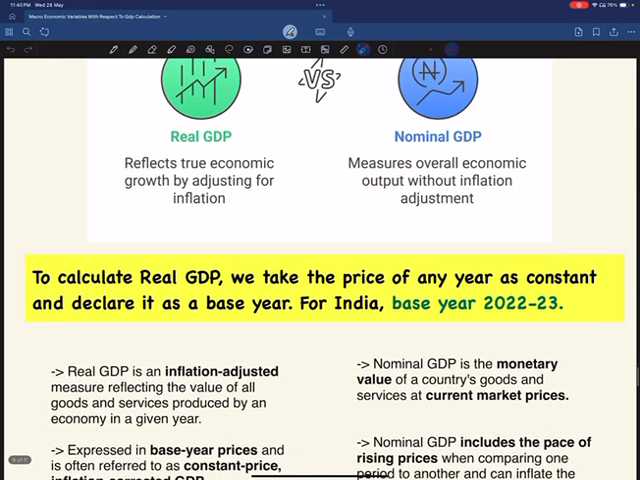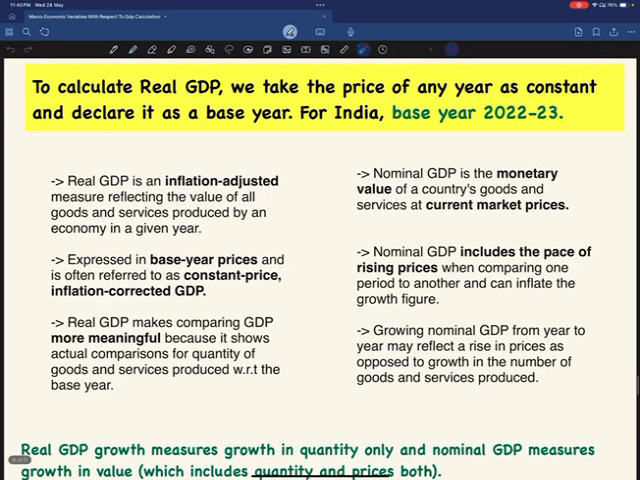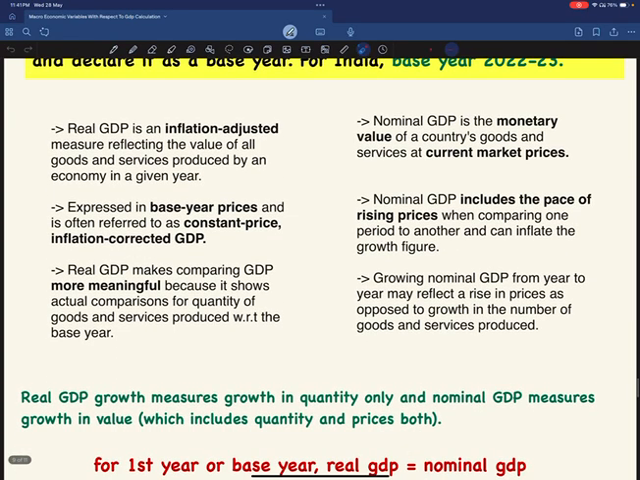So let us see about real GDP. It is inflation adjusted. As I said, inflation is not included in real GDP. It reflects the value of goods and services produced by an economy in a given year. It is expressed in base year prices, often referred to as constant price or inflation corrected GDP. So what is base year?